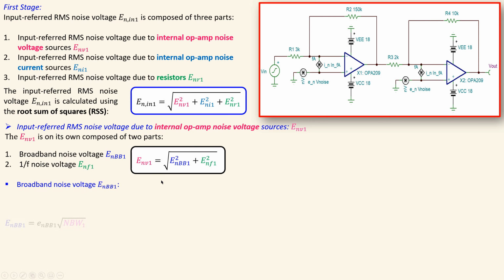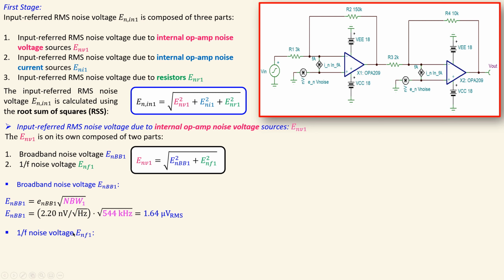Now the broadband noise voltage in RMS is given by this expression, and for that we need of course the input referred RMS noise voltage spectral density from the op-amp data sheet and also the noise bandwidth for our first stage. Now from the datasheet we see it is 2.20 nanovolts per root hertz, and also the noise bandwidth was 544 kilohertz. Now if you do the math, you will get 1.64 microvolts RMS.